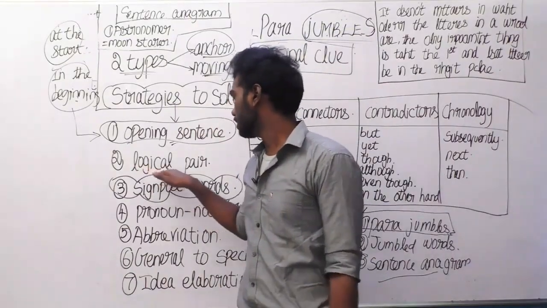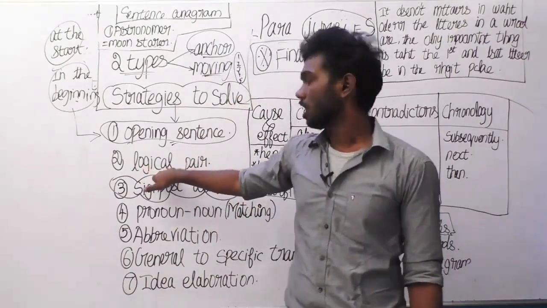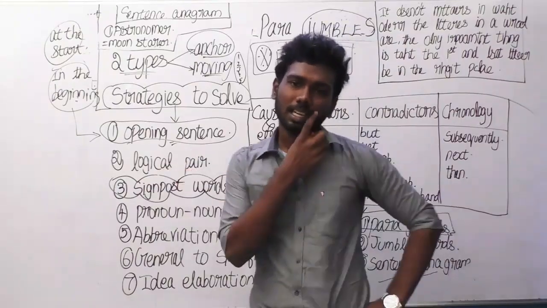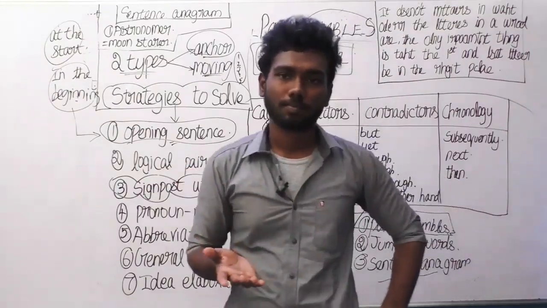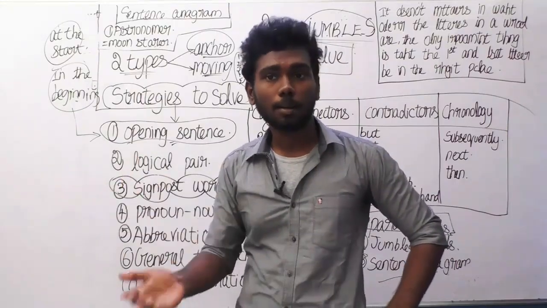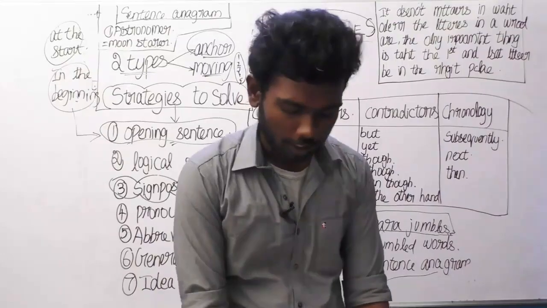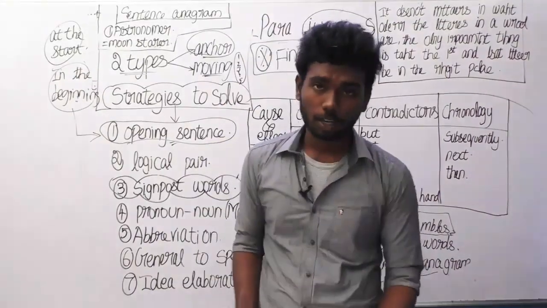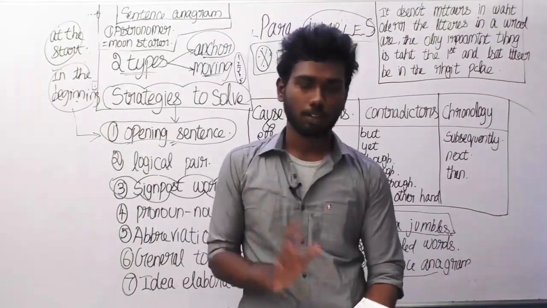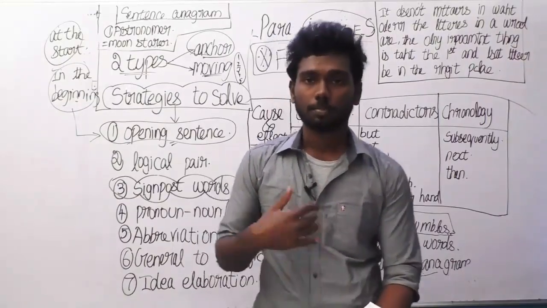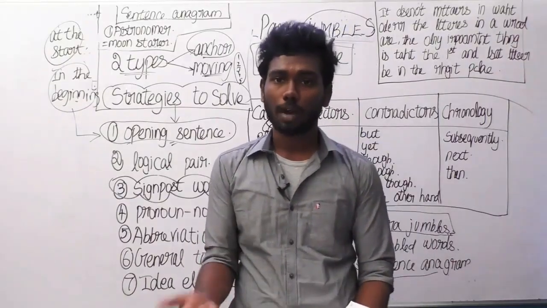The second clue is the logical pair. Generally, what do we mean by a logical pair? Let's solve with an example. It will be easy for you to understand if you solve with an example. I am going to read this question, and you are going to solve it by yourself. Trust me, I am going to give you a clue. After this, you can solve it easily.